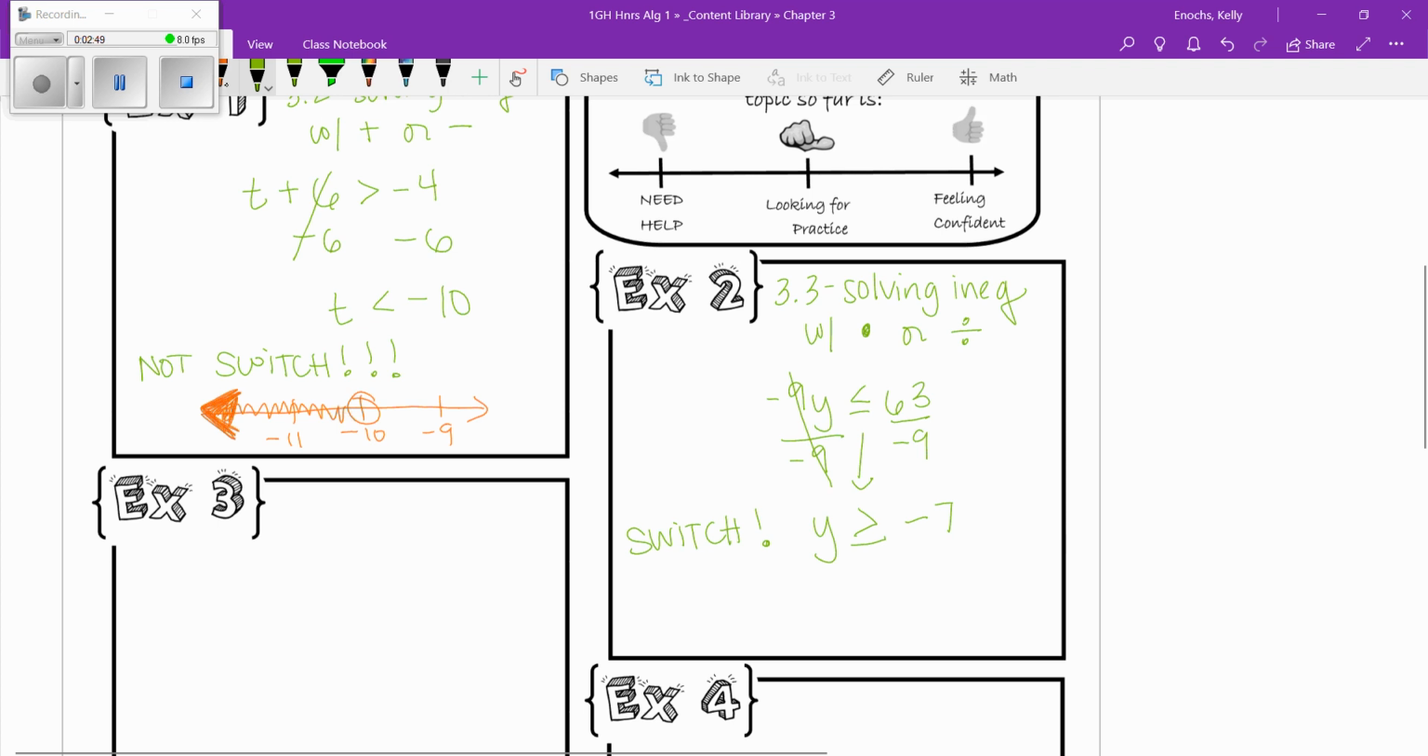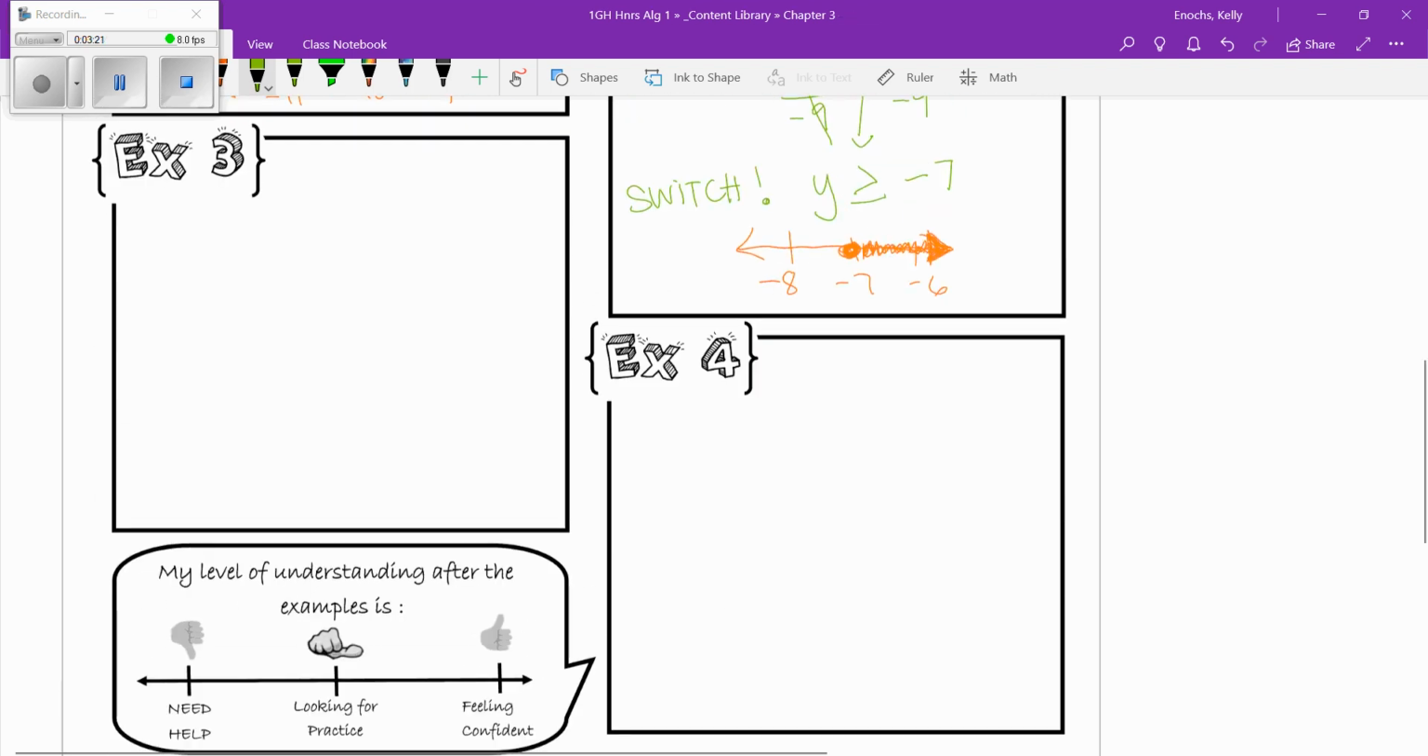Okay? And then if we're going to graph this, again, we have negative 7, negative 6, negative 8, and I'm going to put a closed dot this time, because we're greater than or equal to. And we're going to color towards the negative 6, and shade on that side, because negative 6 is indeed bigger than negative 7.